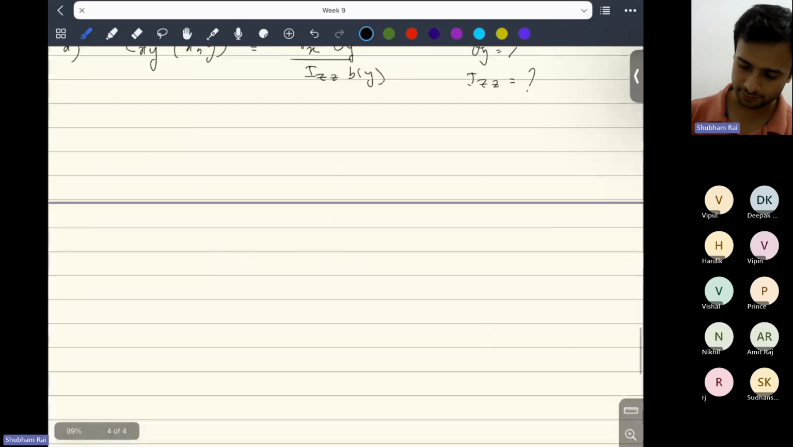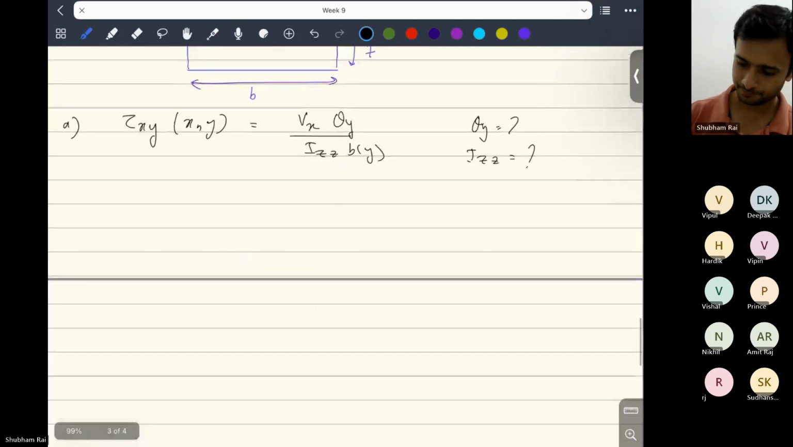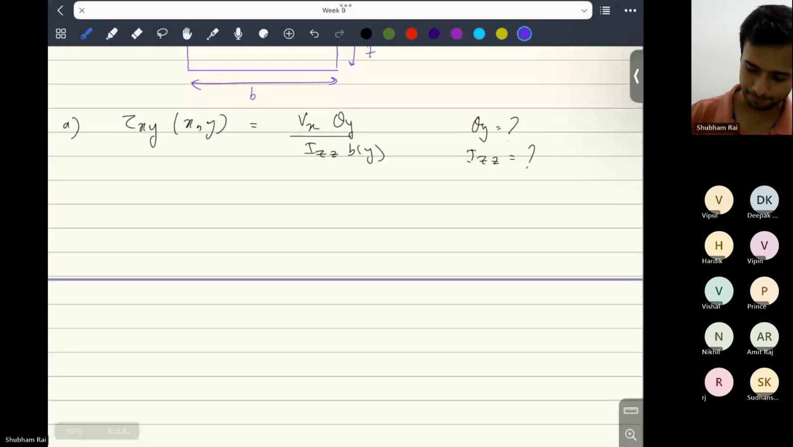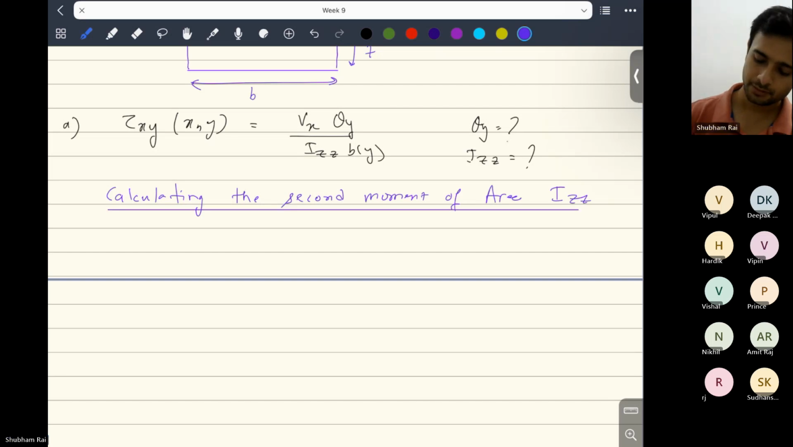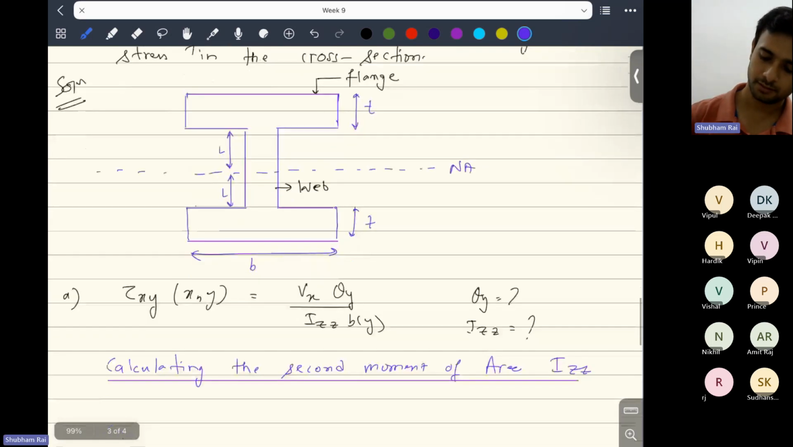So let's calculate firstly the second moment of area, I_ZZ. So how will you do that? If you see here, second moment of area will be the second moment of area of this.